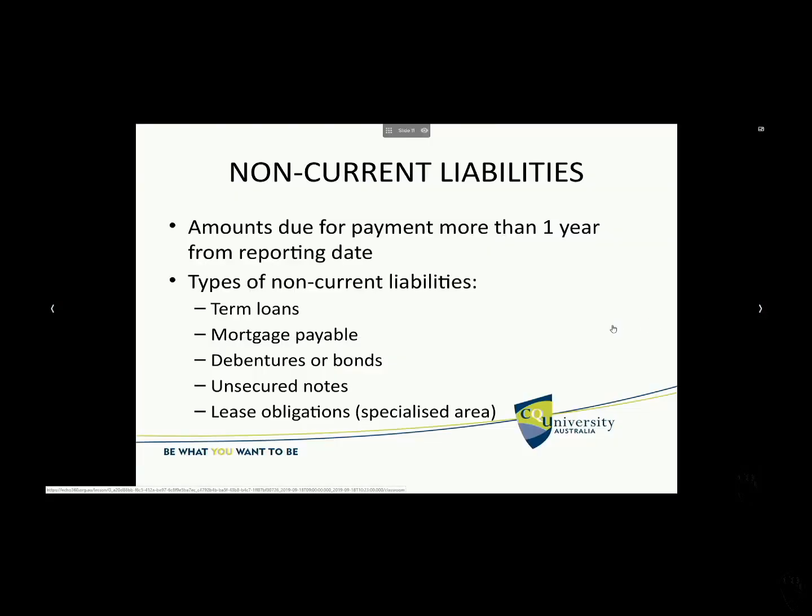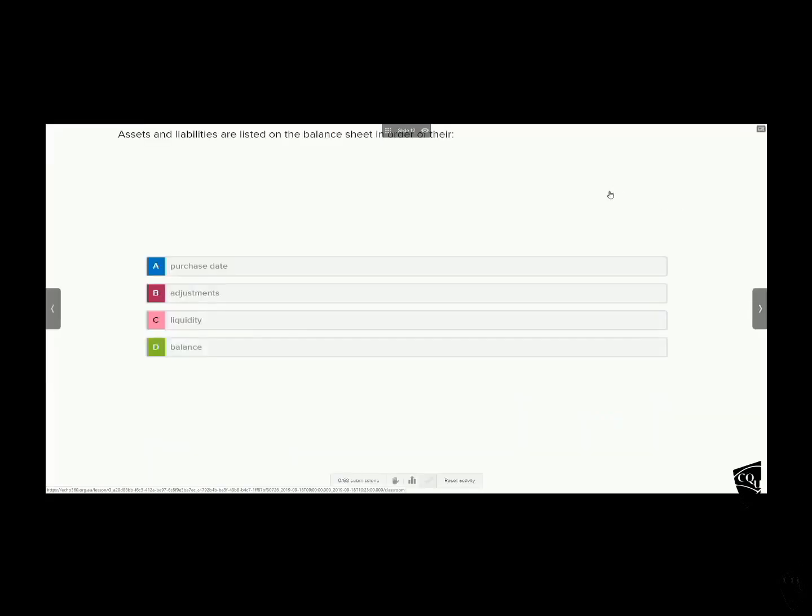Now, if it's not a current liability, then it's a non-current, and they are due for payment more than 1 year from the reporting date, and there's various types of non-current liability, and there's a list there on the screen. And as you go through, everyone's got their own company, and you'll all have different discrete natures of liabilities, both current and non-current. This is just an example. Okay, your turn.